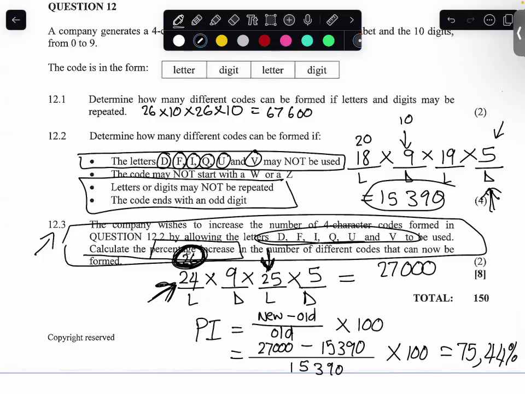All right. Okay, that paper was hectic, honestly.